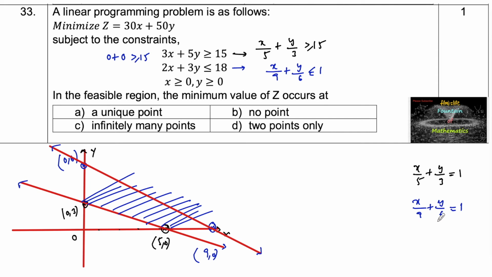So this is a line indicating x upon 9 plus y upon 6 is equal to 1, and it is an inequality, 2x plus 3y is less than or equal to 18. Let us check with the origin. So 2 into 0, 0 plus 3 into 0, 0. 0 is less than or equal to 18, which indicates that this inequality is containing the origin. So shade the region towards the origin.